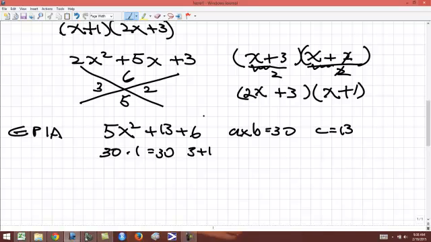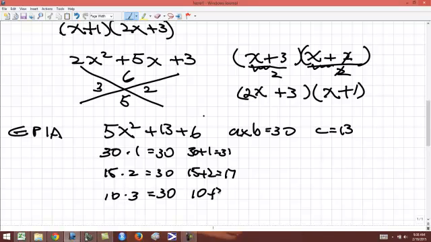30 plus 1 is 31. 15 times 2 equals 30. 15 plus 2 equals 17. You can see we're getting closer. And then 3 times 10 equals 30. And 10 plus 3 equals 13. Okay? This is the one we want, and here's the two numbers we want.